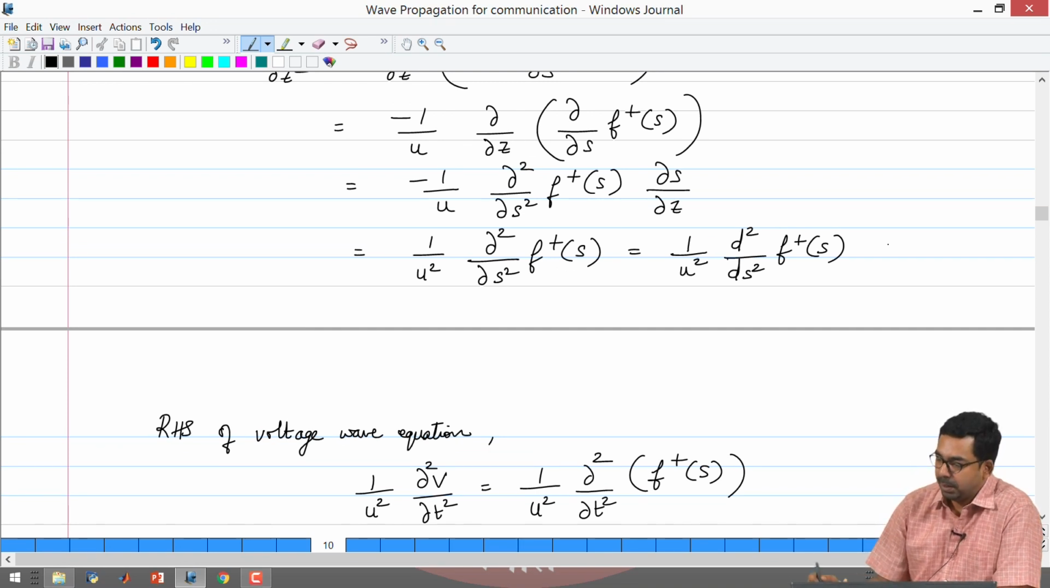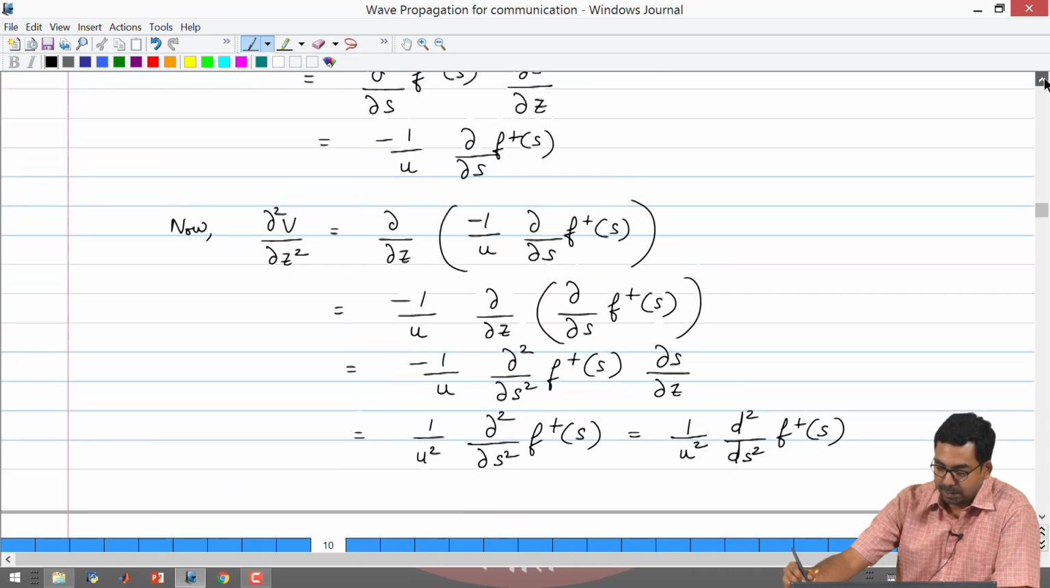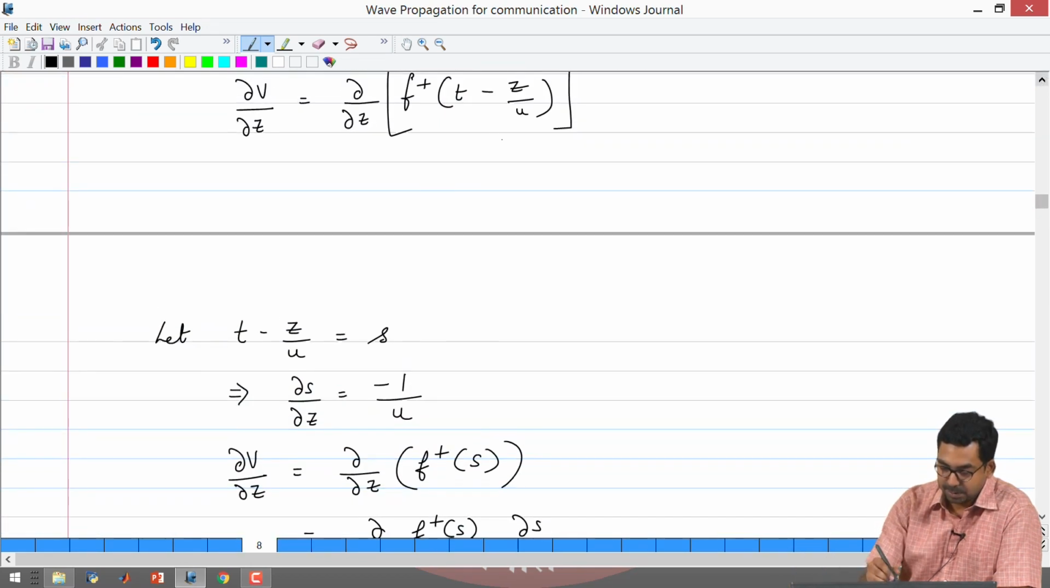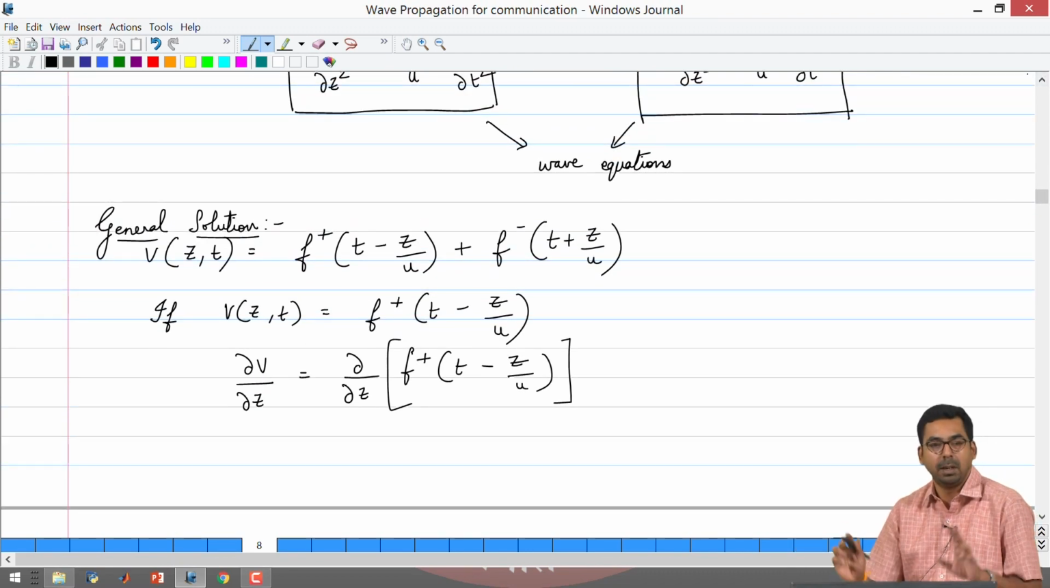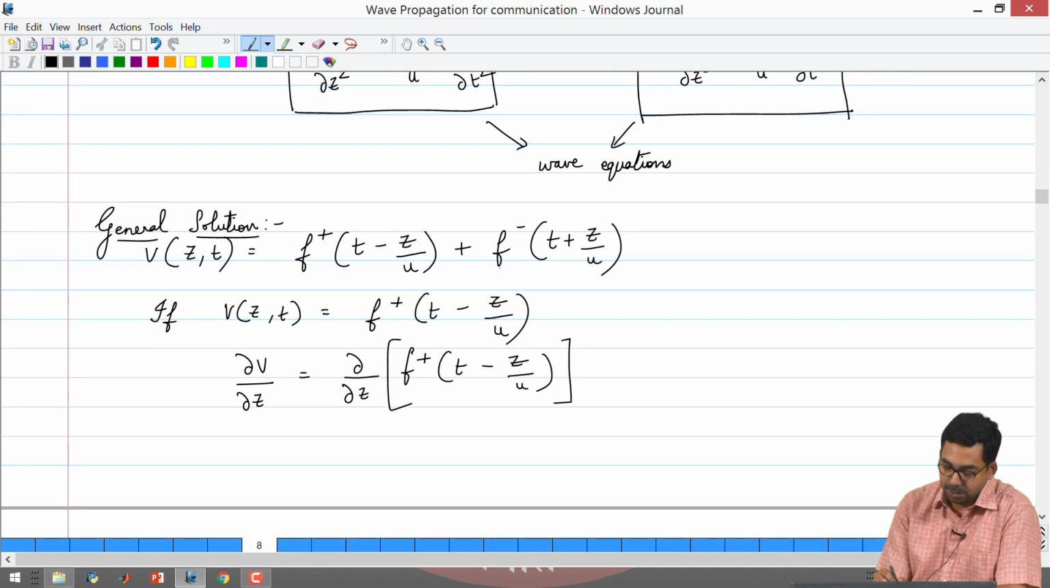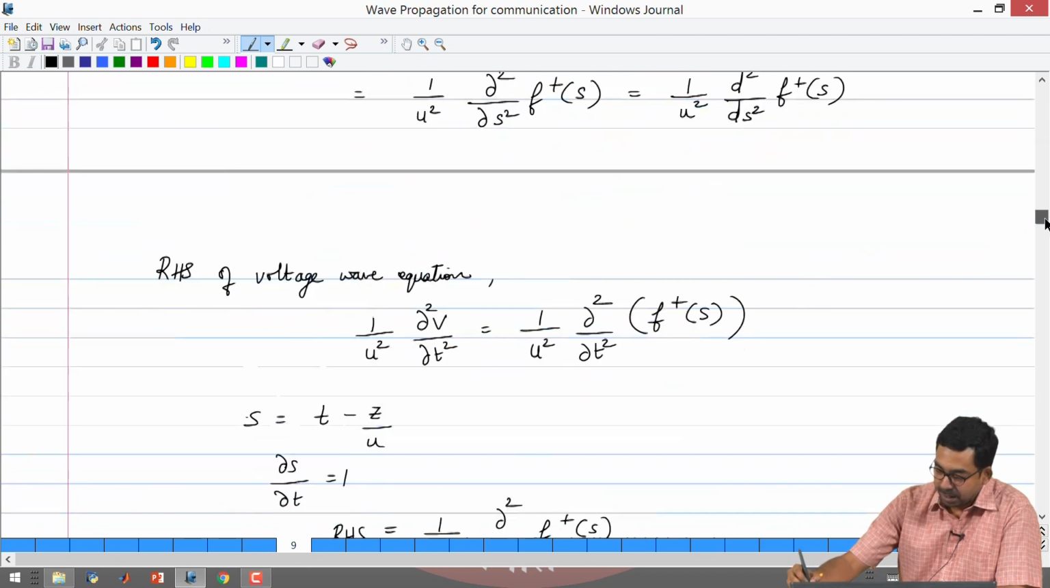One can also go ahead and plug in the other part and see whether it is a solution to this equation, but I will leave that to you as homework, out of your own curiosity. You can take the voltage to be f minus of t plus z by u substituted, and the general solution also says that a linear combination of these two will also work out as a solution to your partial differential equation. Okay.